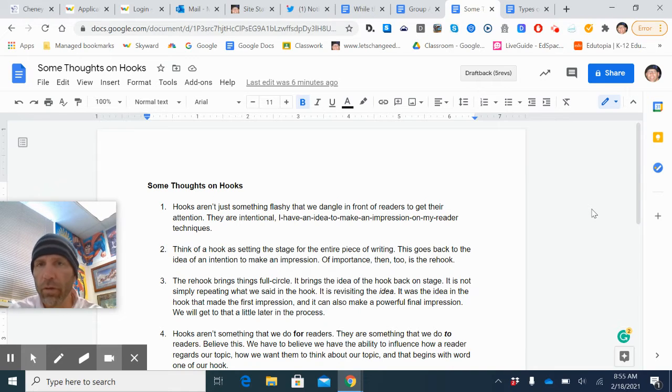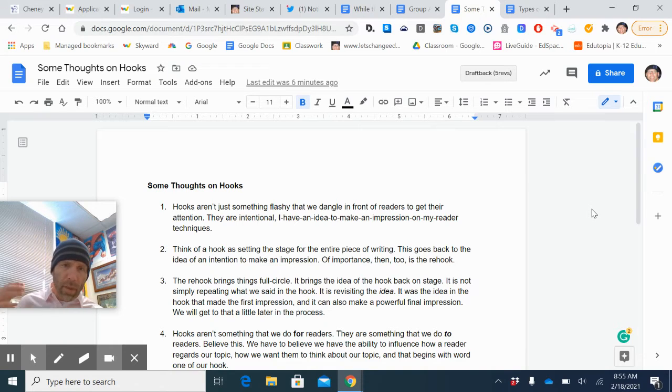Hooks aren't something flashy that we hang and dangle in front of our readers to get their attention. I think about the car dealerships where you drive by and you see balloons and blown up gorillas and everything else to really draw our attention there. That's not what hooks are. Yeah, that gets our attention, but that's just kind of a cheap parlor trick as far as I'm concerned, and that's not what I want hooks to be.